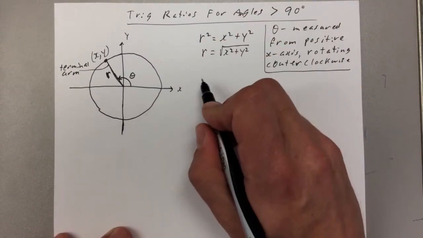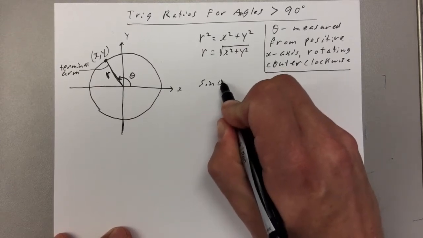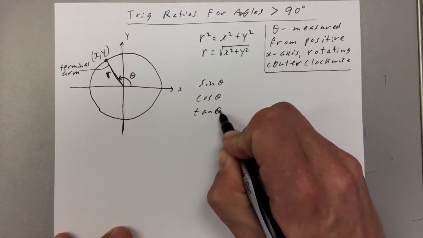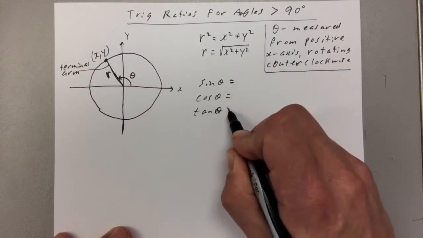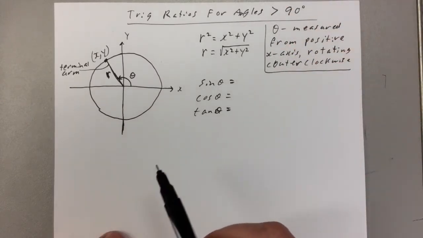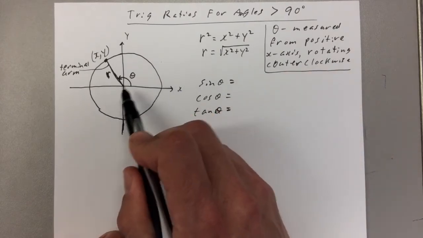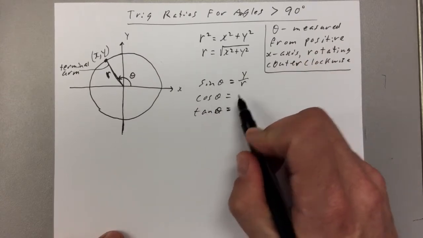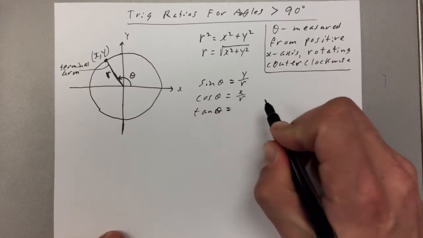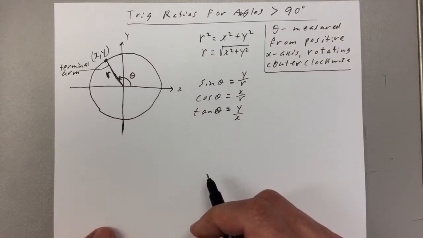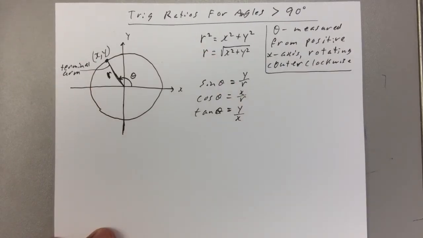And now we're going to define sine theta, cos theta, and tan theta as, so sine theta is y over r, cos theta is x over r, and tan theta is y over x. Okay. And I'm going to show you kind of why.